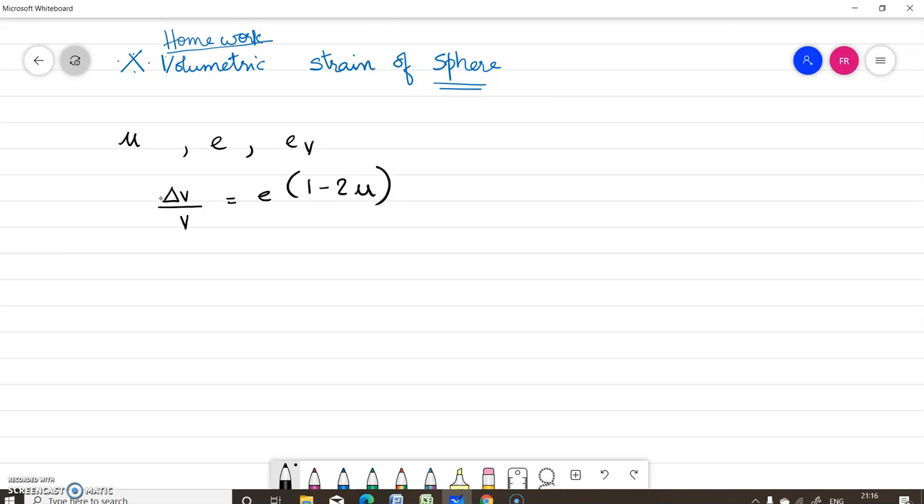We know that whenever we are applying some load, it is unlikely that any material will diminish in volume. That is, the reduction in volume will be very small. So we can take this delta V approximately equal to 0. So this equation becomes 0 is equal to E into 1 minus 2 mu. So you will get mu is equal to 1 divided by 2, that is 0.5. So we expect that this mu will always be less than 1 by 2.